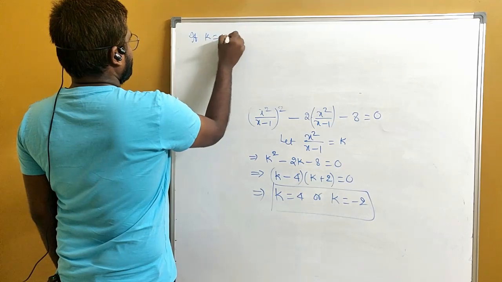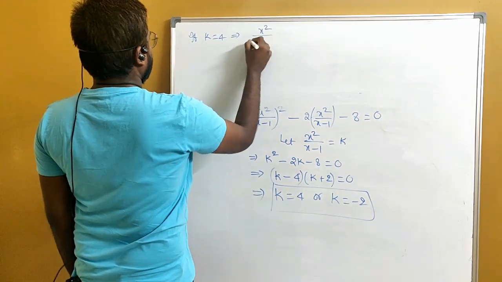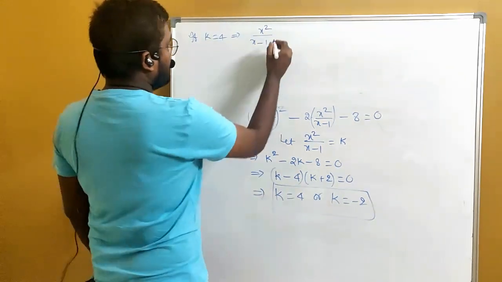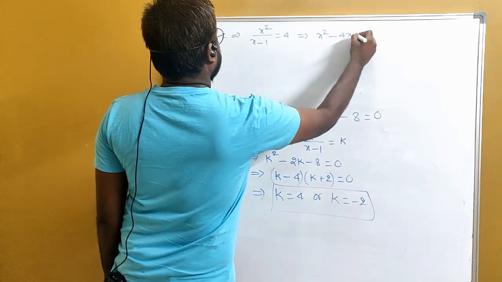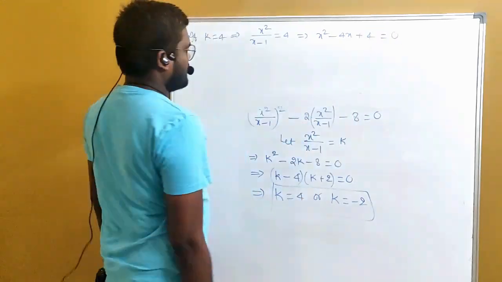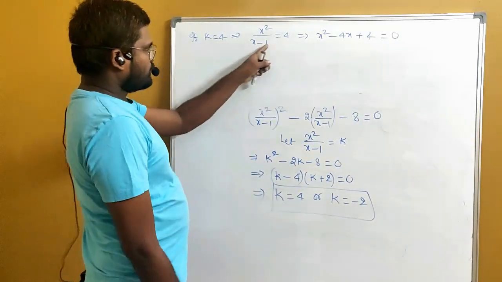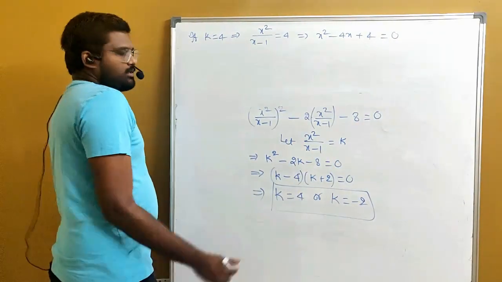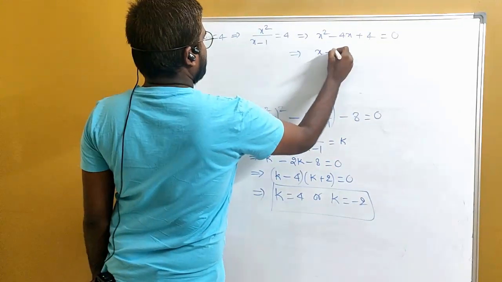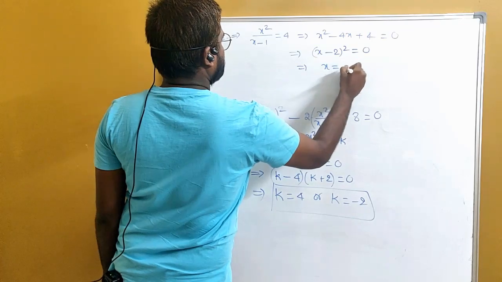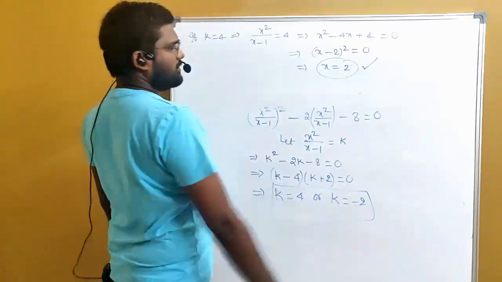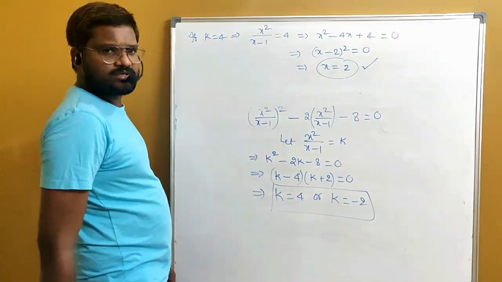If k equal to 4, that is x square by (x minus 1) equal to 4, I will get x square minus 4x plus 4 equal to 0 directly, isn't it? 4x minus 4 to the left side. So it is a perfect square. (x minus 2) whole square equal to 0. So definitely x equal to 2. So from here we are getting one real root, isn't it?